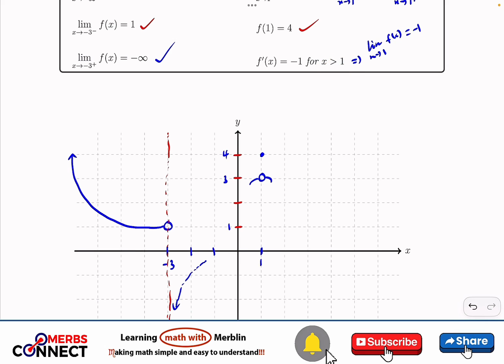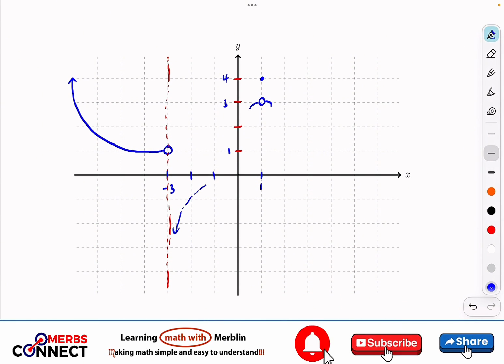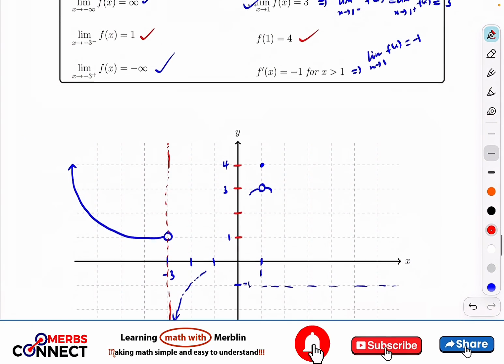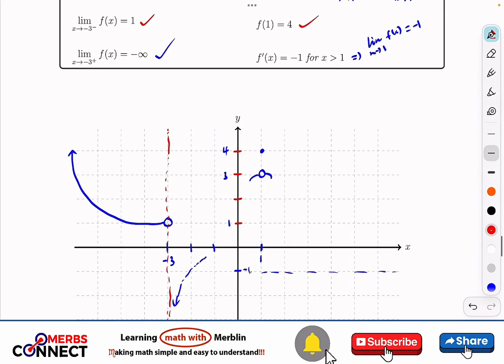So it means that we have a horizontal asymptote here. When we are approaching this, we should be having minus 1. So minus 1 here, and then we have a horizontal asymptote here. So when we are approaching 1, is that true? No, it's not.